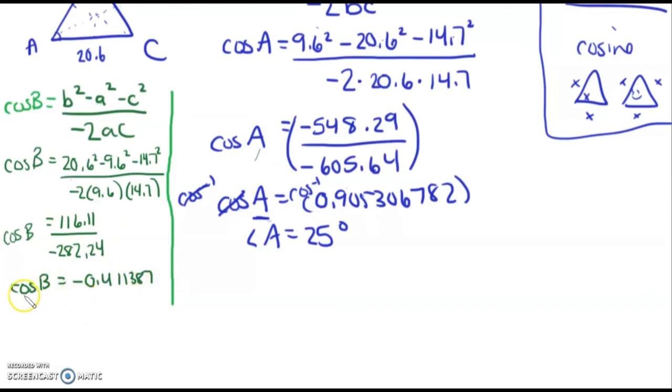Now, in order to get the cos off the B, because all I want is B equals some number, we're going to cos inverse both sides. So cos and cos inverse cancel out, and we're going to cos inverse the other side, and I get 114 degrees.